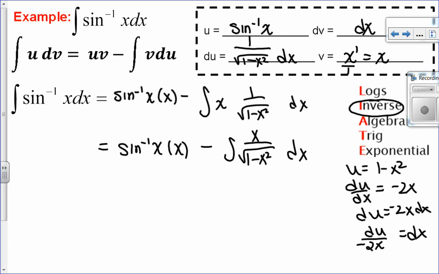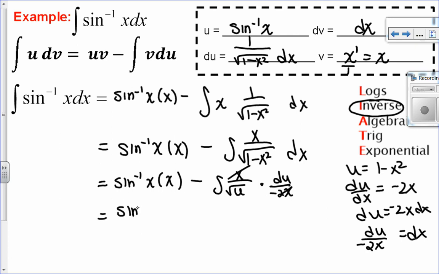So not every question is just going to involve one method of integration. That's why this question is so great, because it involves another method of integration. So this is going to be the integral of x over the square root of u times dx, which is du over negative 2x. So I can see my x's cancel, and I'm just left with u's, which is great.